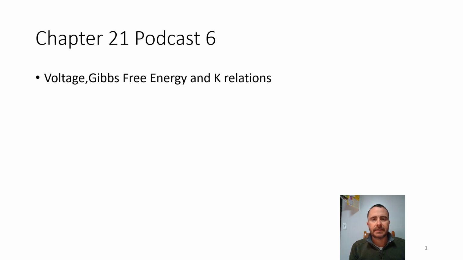Chapter 21, Podcast 6. So we're going to turn our attention to the fact that there has to be a relationship between our voltage and our Gibbs free energy, because we've seen that negative Gibbs free energy means it's spontaneous, positive voltage means that a reaction is spontaneous. So they have to be tied together somehow. And from our previous thermochemistry chapter, we do know that our Gibbs free energy and our equilibrium constant K are related to each other, so thus our voltage and our equilibrium constant have to be related to each other as well. So let's see how that all plays out.